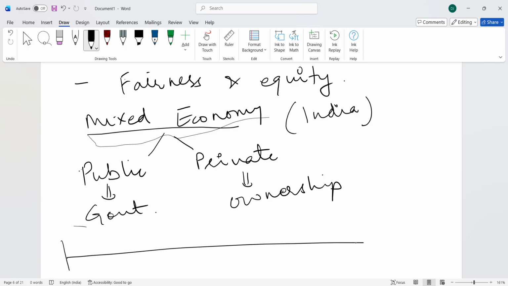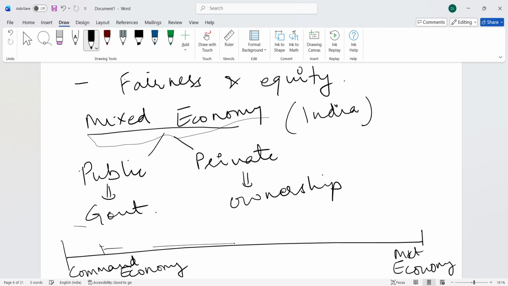If I give you a spectrum, a very pure form of command economy is on one side, and a very pure form of market economy would be at the other extreme. Somewhere in the middle, you will have what we call a mixed economy. But practically speaking, every economy is a mixed economy. Even if I talk of Russia, even if I talk of USA, every economy is a mixed economy.